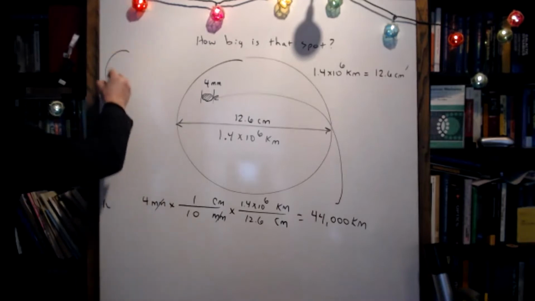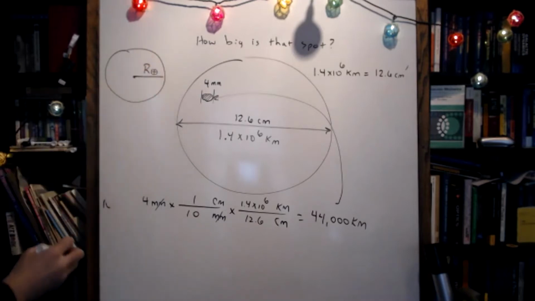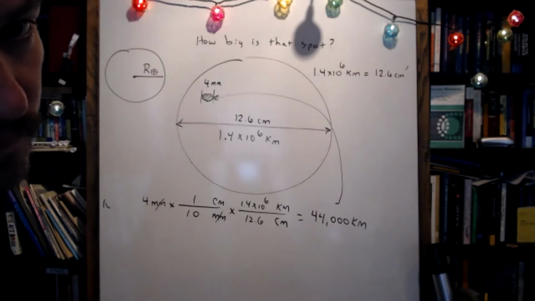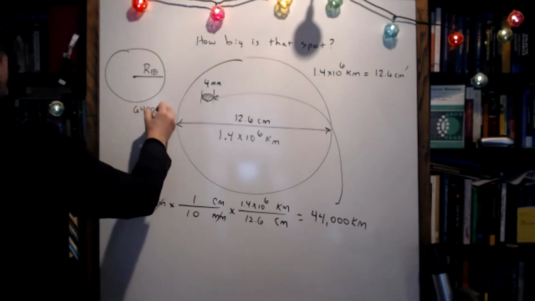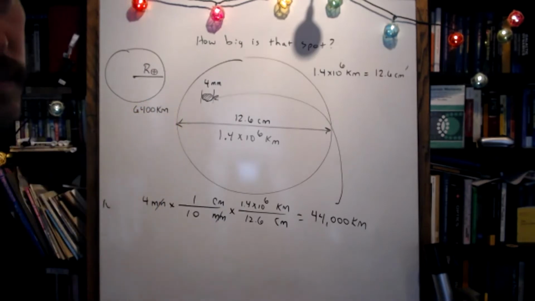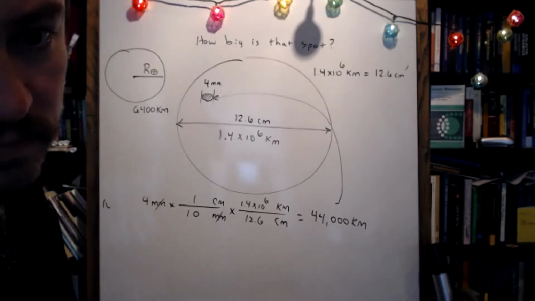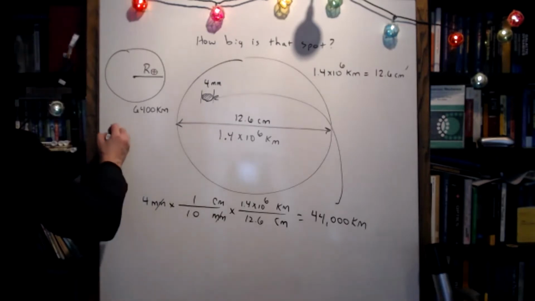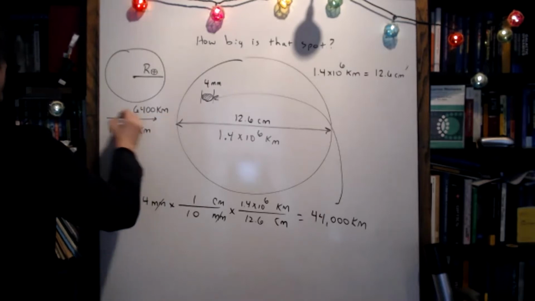Do you guys know what the radius of Earth is? What's the radius of Earth? No, it's 6,400 kilometers. What's the diameter of Earth? 12,800 kilometers, right? Yeah. That's the diameter of Earth.